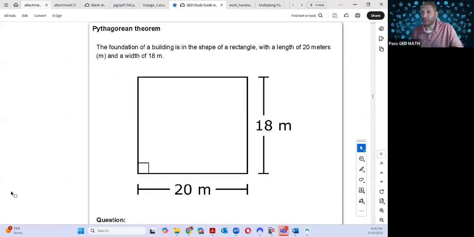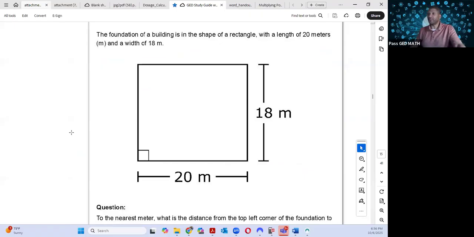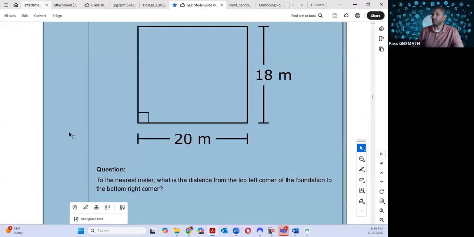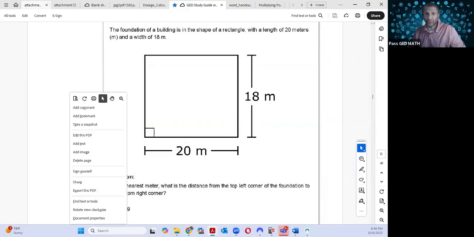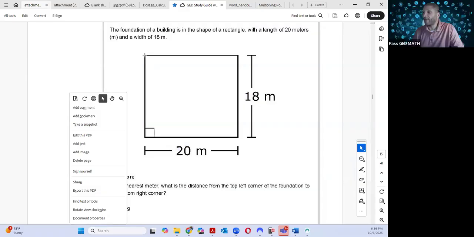Let me get the whole question in here. To the nearest meter, what is the distance from the top left corner? I got to make it a little bit smaller so you can see it. What is the distance from the top right corner of the foundation to the bottom right corner? So all you doing is listening, all you doing is following directions. From the top left corner to the bottom right corner.